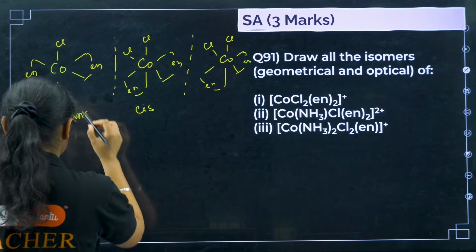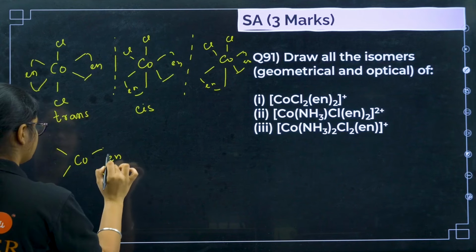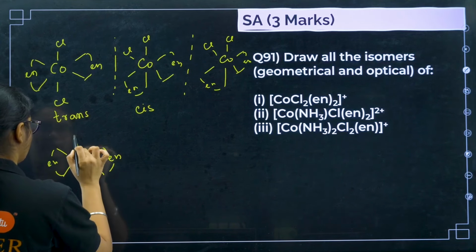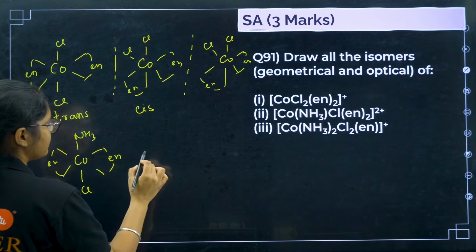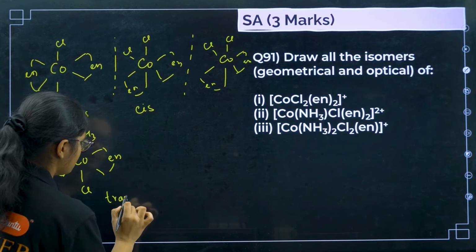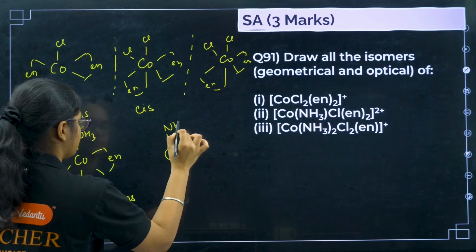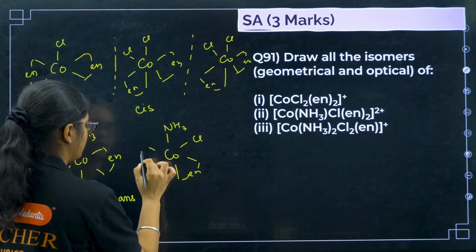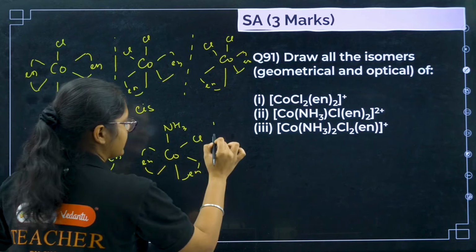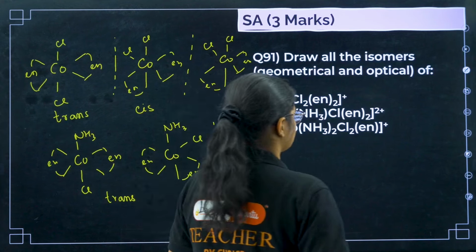Now the next one, [Co(NH3)Cl(en)2]2+. This is also similar to this one only. You can draw it like this: Co, en is there, en is there, NH3 is there, and Cl is there. Okay, this is your trans form. The cis form will be, you have NH3, Cl, en and en. Okay, the mirror image of this one you can also draw, so it will also have 3 isomers.